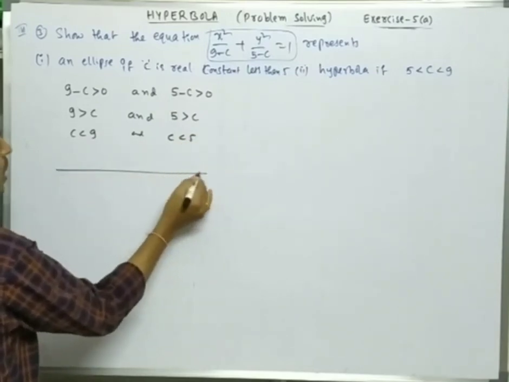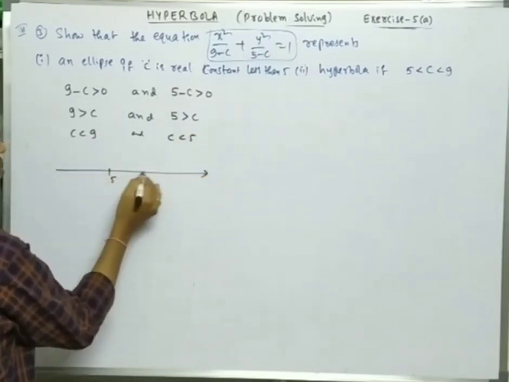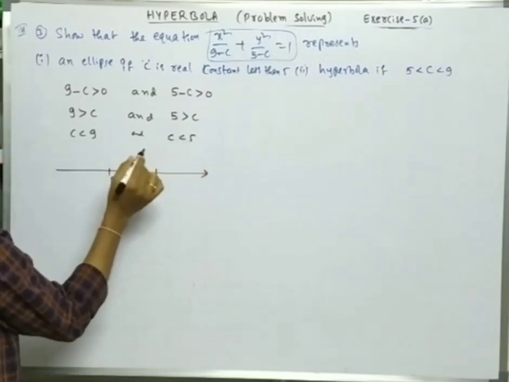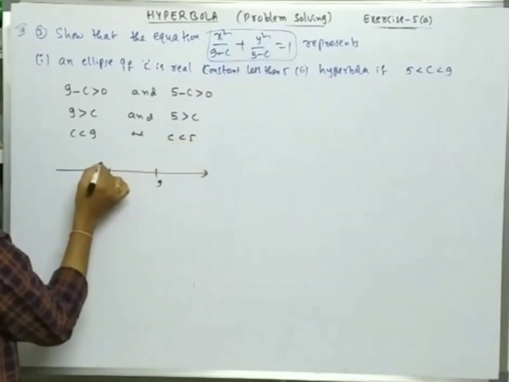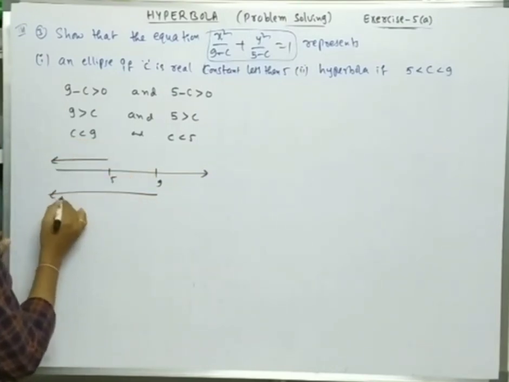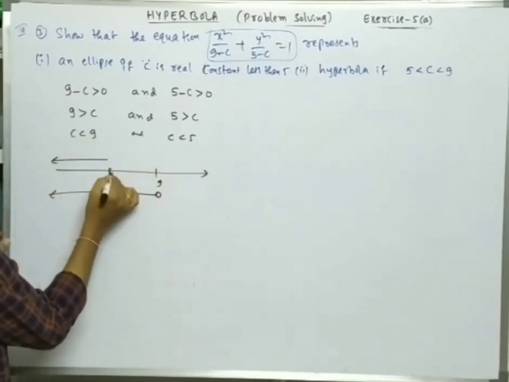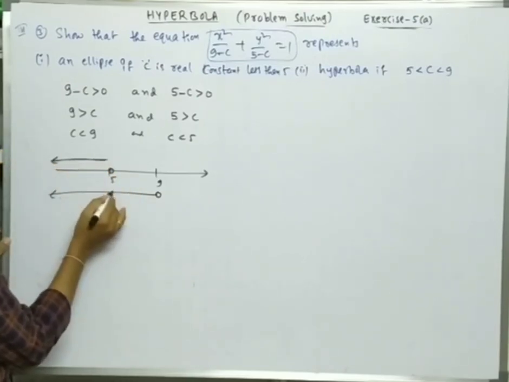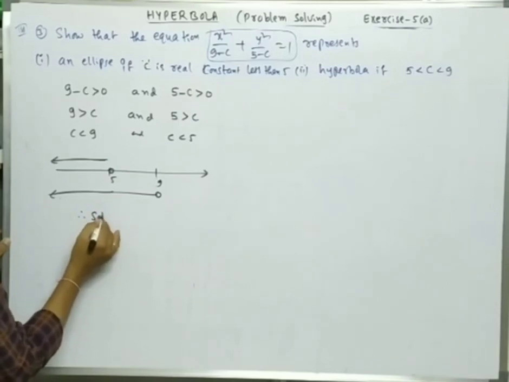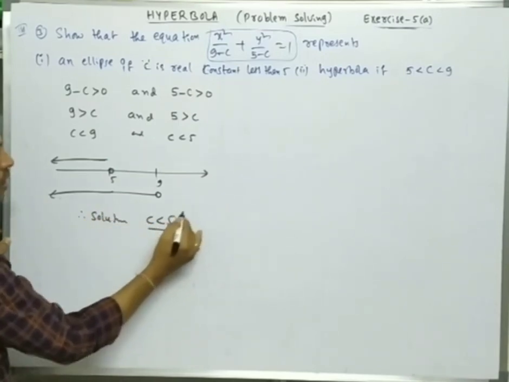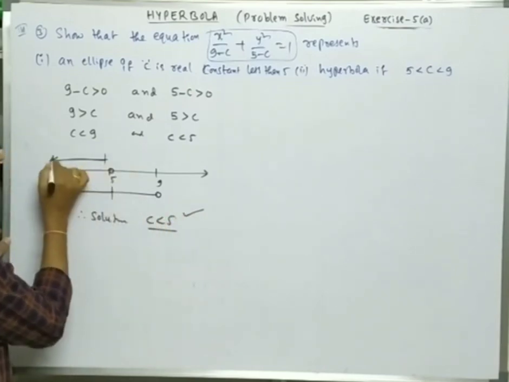So on the number line, if we write 5, after it we will get 9. So the solution is common. We should find the common solution. Here c is less than 5, this area, and c is less than 9, this area. It will not include the endpoints. Okay, so what is the common region? This is the common region. Therefore what is the solution here? c is less than 5. Okay, so this is the common solution here.